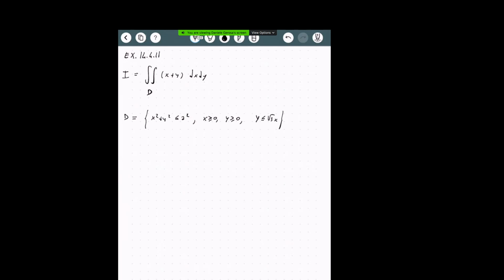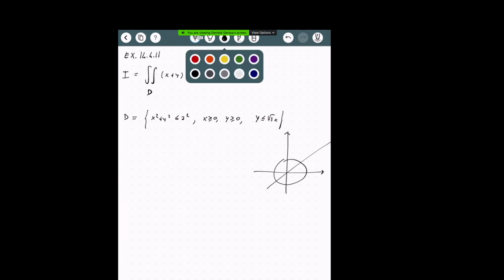So this is slightly more complicated than before. Slightly. We have a straight line here. We are in the first quadrant. We are within the disk, and we are below the straight line, as I said. So it's this portion here. Okay.